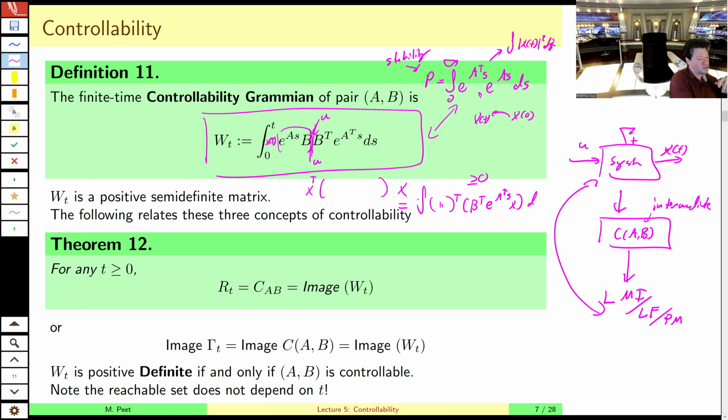So this is the set of ways that you can produce x. And obviously, if this has a zero eigenvalue, for example, it's not positive definite. There's some set of x which you're not going to be able to reach through this intermediate u. And so that's the idea of this W.